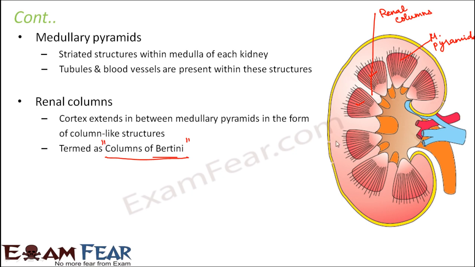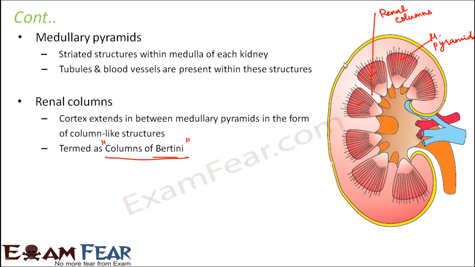So you understand now, this is cortex. Cortex is extended in between the renal medullary pyramids and this extension is in the shape of columns. That is why it is called renal columns or columns of Bertini. Okay, so these are some of the very important parts which are present inside the kidney.